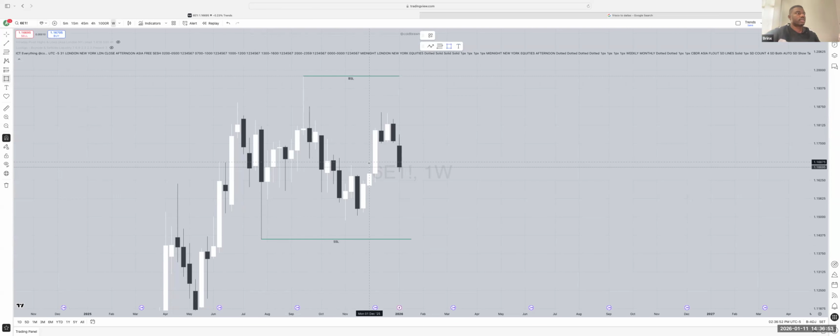So when we look at the inverted fair value gap right here, this is also very similar to what just happened on dollar.